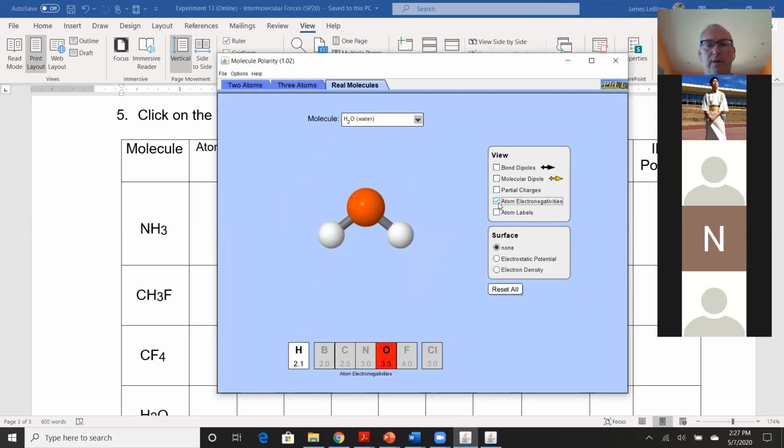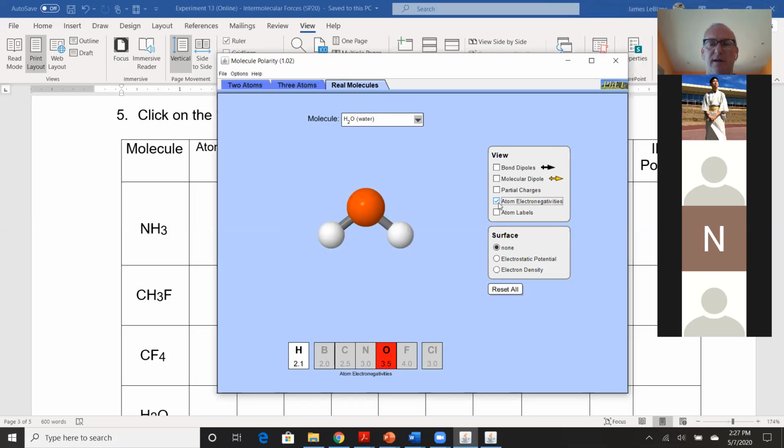So do I have polar bonds or non-polar bonds? Now remember, we're only looking at polar bonds, because we're looking at the difference in electronegativity between the two atoms involved in the bonds. And we have two bonds, and they're exactly the same. We have two oxygen-hydrogen bonds, and they both have a difference of 1.4 in electronegativity. That's a big difference. So these are going to be polar bonds.